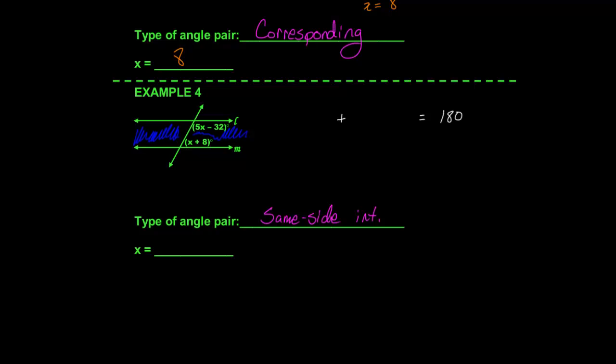So now all we have to do is fill in. We have a 5x minus 32, and now we also have an x plus 8. All right, so combine like terms. We have a 5x and a 1x, that's going to give you 6x. We have a negative 32 and a positive 8, which will leave you with a negative 24. All of this is set equal to 180.